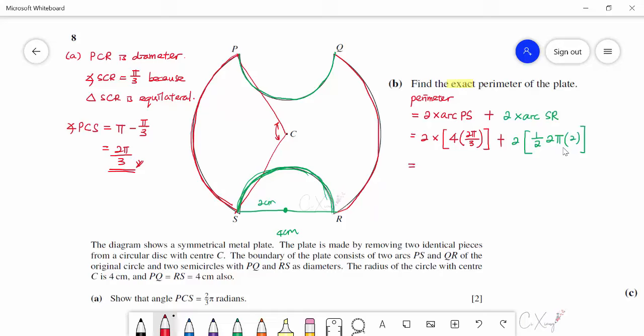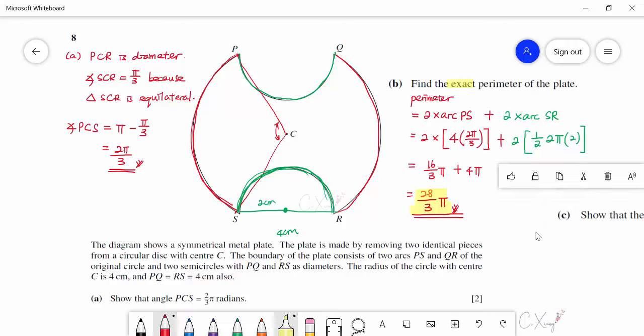Okay, so after you get this one, we try to simplify all this. So you're having 16 over 3 pi, then plus 4 pi. Okay, so if you simplify everything, then you have 28 over 3 pi. So we keep it in pi form. That means we don't change it into a decimal number. Alright, so this is part B, how we find the exact perimeter of the plate.